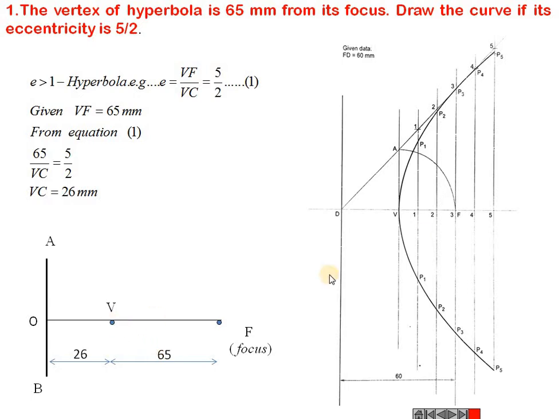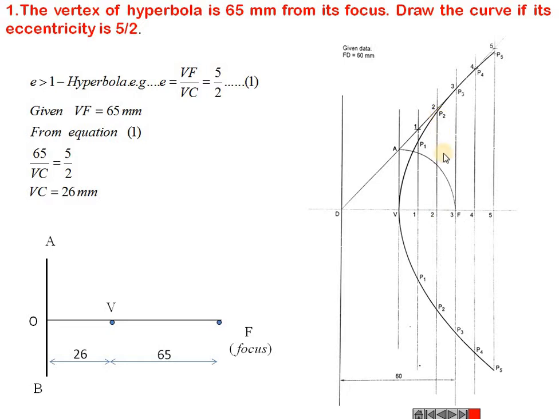Once you get the vertex, take the VF distance in the compass and mark the arc on the vertical line passing through V. You will get point B here or A. Draw a line passing through that point. After that, take a small distance in the compass and mark the divisions after V. Draw vertical lines from those divisions. Take the 1 dash distance in the compass from F and cut the same line.